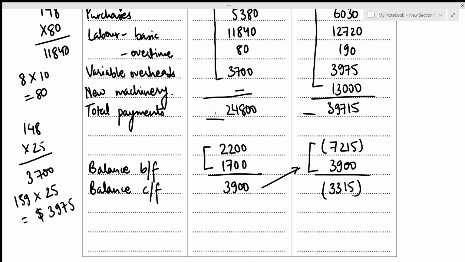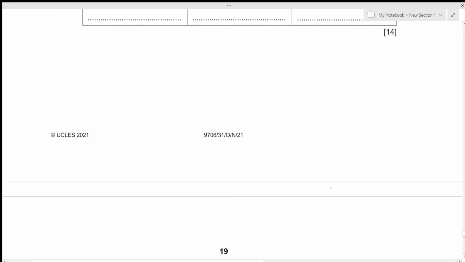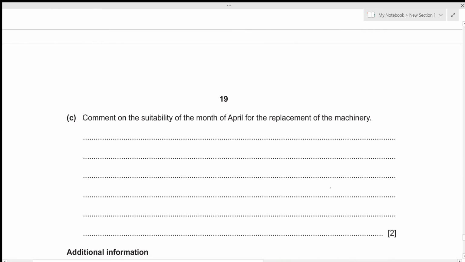This concludes the cash budget as well as the second part of this question. Now we can move to the third one. We need to comment on the suitability of the month of April for the replacement of the machinery, because we are selling the old machinery for 2,000 and we are purchasing the new machinery at 13,000 in the month of April.